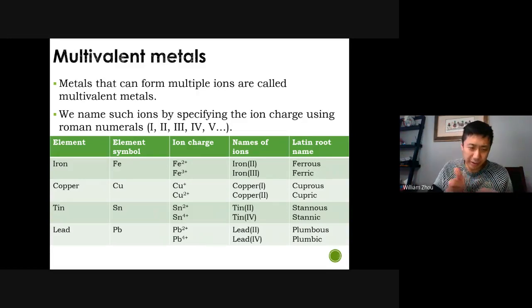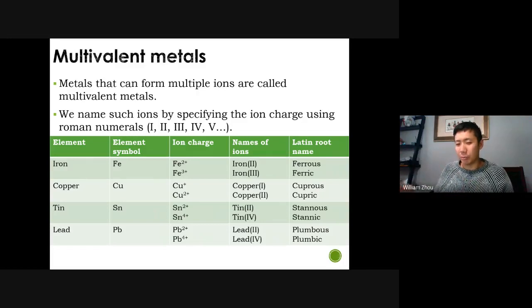So for instance, iron, Fe, that's the symbol. It has two charges, 2+ and 3+. So the names of those ions are simply iron(II), iron with brackets, double I, and for Fe3+ it's iron(III), iron with brackets, triple I. It's that simple: iron(II), iron(III). Copper, the symbol is Cu. Copper has two different charges, 1+ or 2+. So therefore, copper(I) versus copper(II). Tin is Sn: tin(II), tin(IV). And then lead is Pb. So Pb2+, Pb4+, you have lead(II) or lead(IV). That's pretty much it.